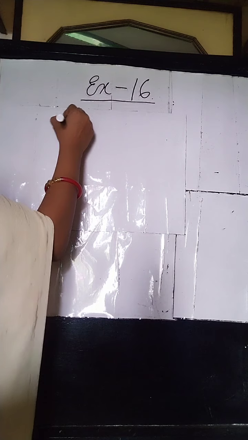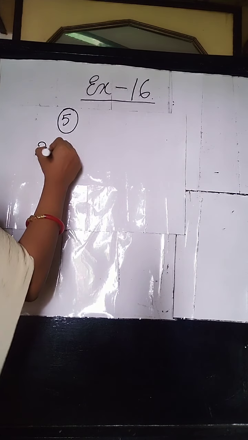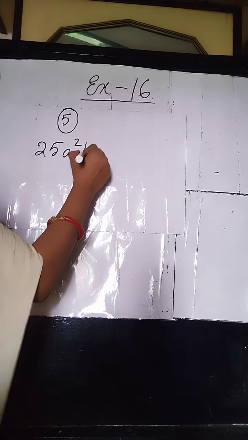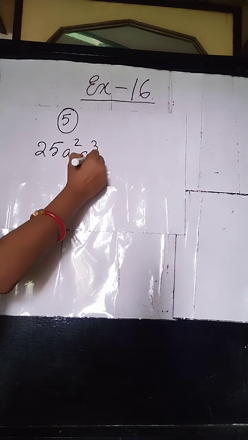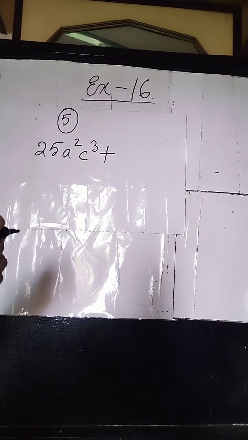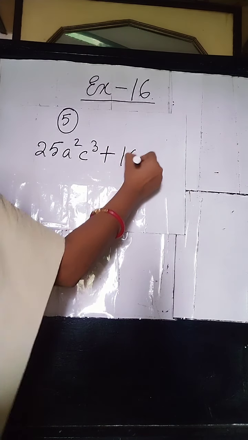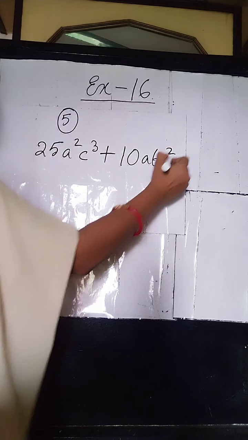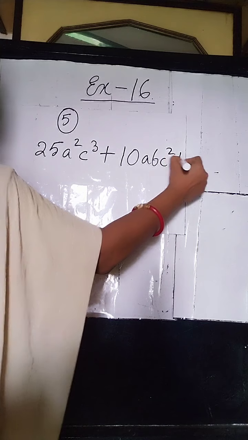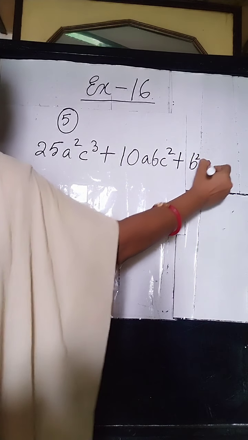In sum number 5 it is given that 25a square c cube, sorry, 25a square c cube it is given, plus 10abc square, plus b square c.